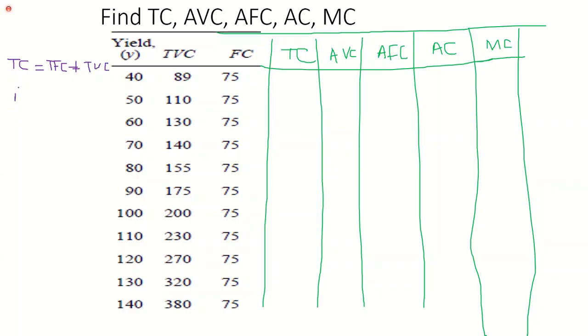Then the average cost is total cost divided by y or q or whatever the yield, and that is total fixed cost plus total variable cost divided by y. Right, so this will give you the average fixed cost.